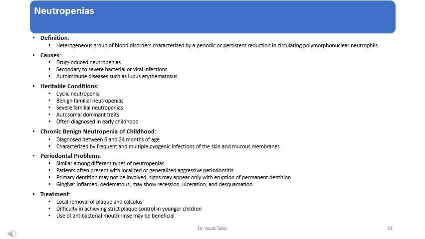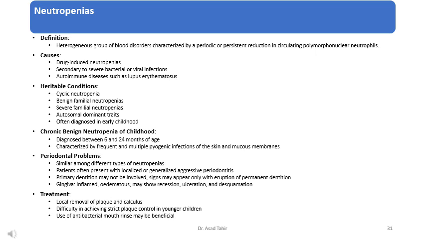Autosomal dominant traits. Often diagnosed in early childhood. Chronic benign neutropenia of childhood. Diagnosed between 6 and 24 months of age, characterized by frequent and multiple pyogenic infections of the skin and mucous membranes. Periodontal problems. Similar among different types of neutropenias.